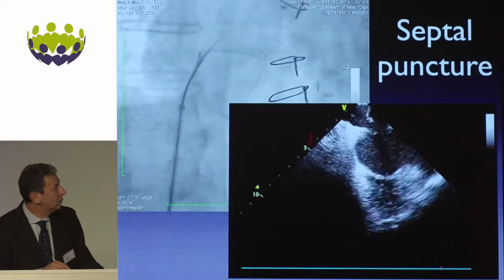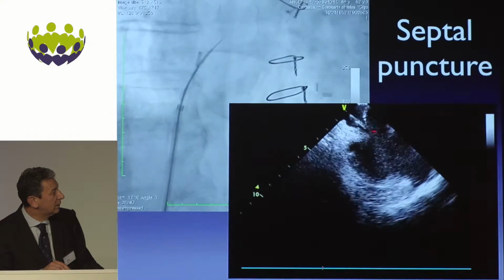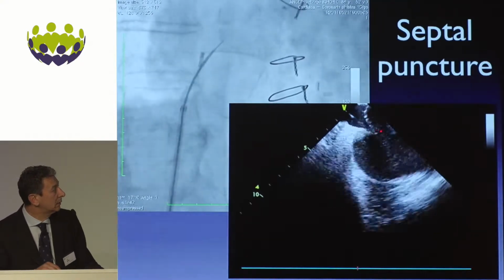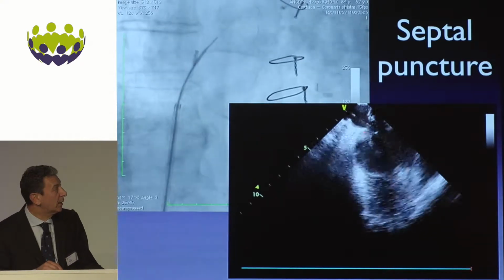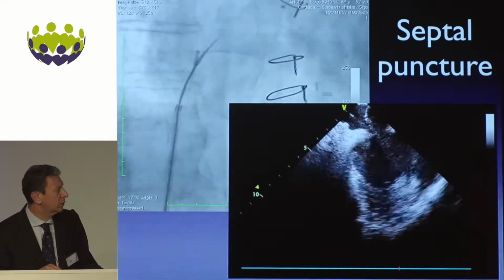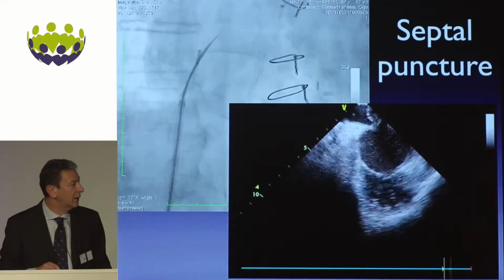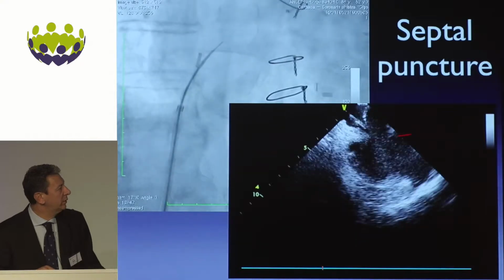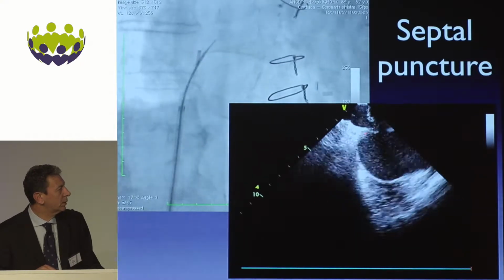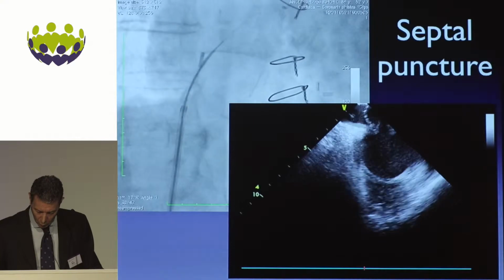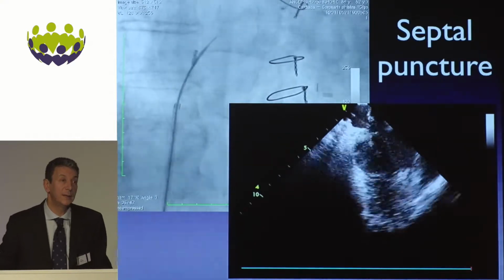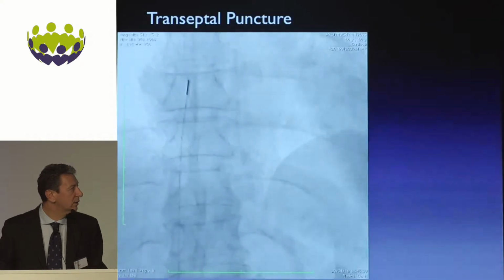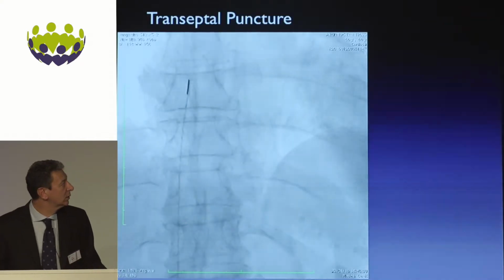This is an example of transeptal puncture. You see the tenting in the inferior part of the Fossa Ovale, but you need to do the puncture in the inferior posterior part of the Fossa Ovale. So I suggest to turn the probe clockwise in order to explore the posterior part of the Fossa Ovale, or if you need an antero-posterior view of the Fossa Ovale, do the same steps.